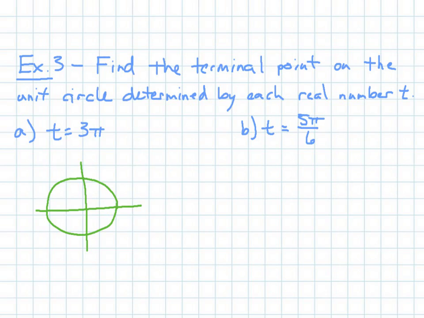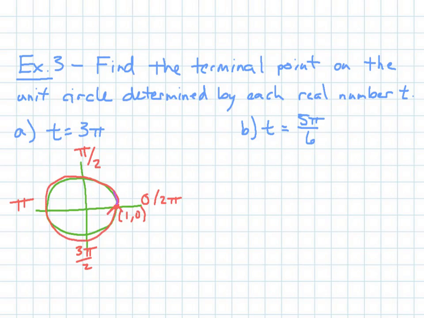So here I have my unit circle. Remember, I start at 1, 0. So then this is 0. This is pi. Remember, this is pi over 2. This is 3 pi over 2. And this is the same thing as 2 pi. Well, if it's 3 pi, then I go around once. Okay? I get to there.